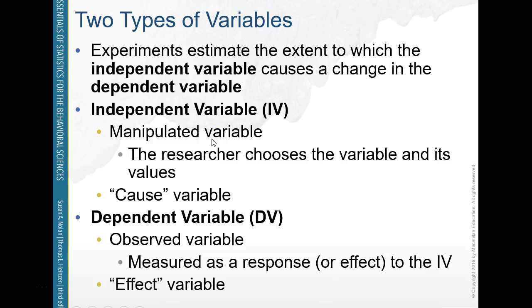If I want to study the effect of temperature of the classroom on test performance, I have some students take a test in a room that's 70 degrees, and some students take the same test in a room that's 90 degrees. The manipulated variable, the independent variable in this case, would be temperature of the room. It's what I'm manipulating and I'm thinking is the cause of a change in test score.